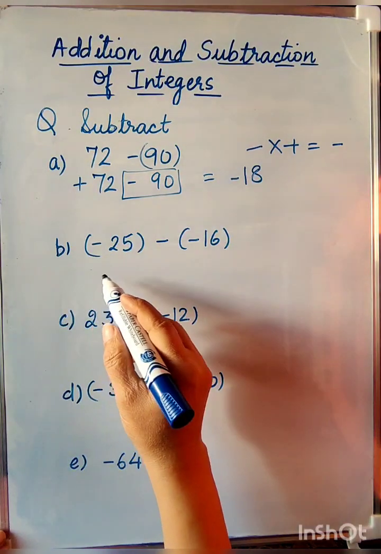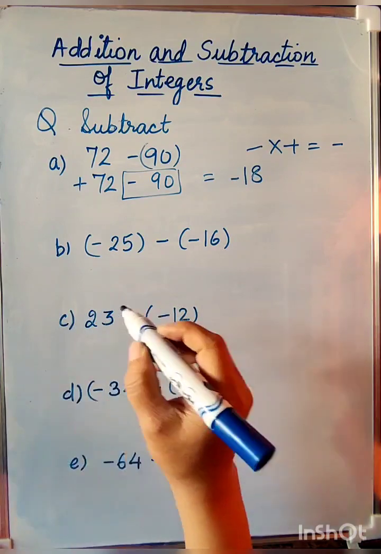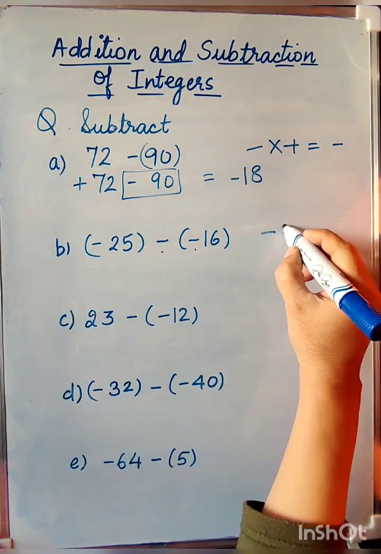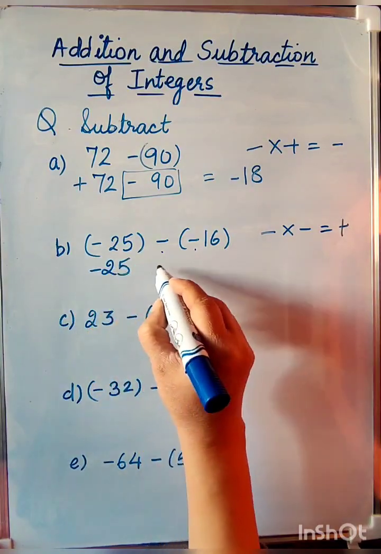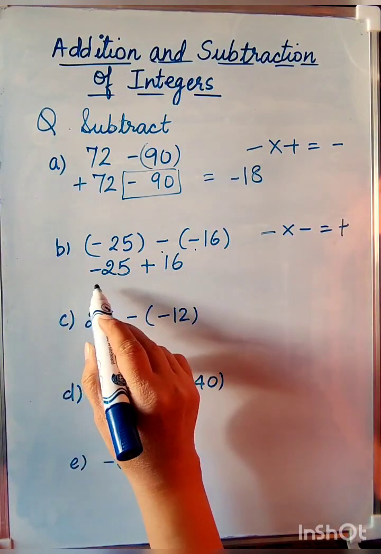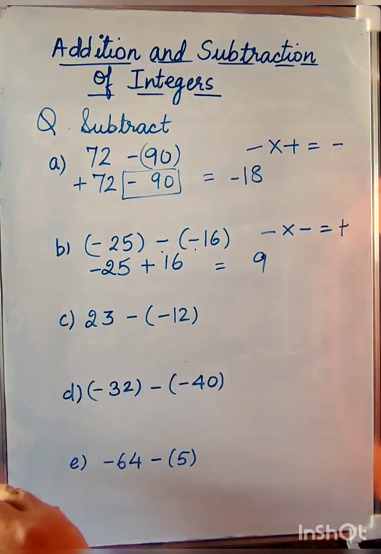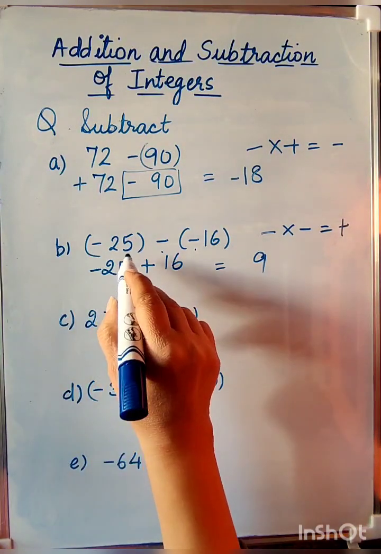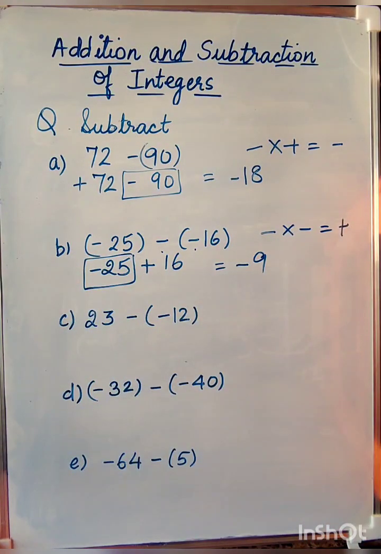Here minus 25, we have to subtract minus 16 from minus 25. So minus into minus, same sign gives you a plus. So this is minus 25 plus 16. Different sign, that means subtraction. 25 minus 16 gives you 9 with the sign of the bigger number. So your answer is minus 9.